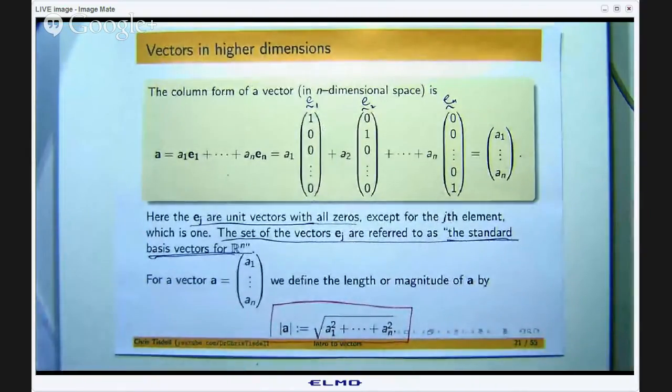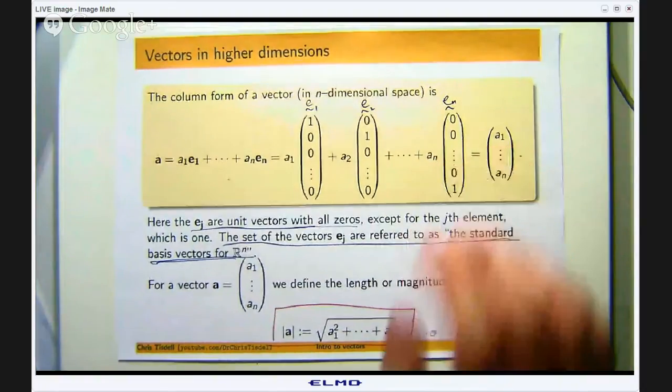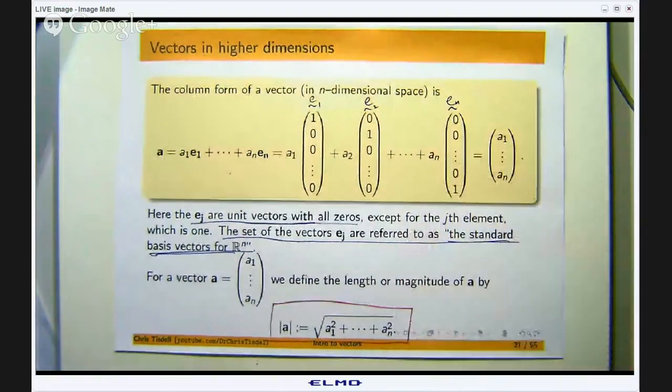Now, we'll be spending most of our time in 2-dimensional space and 3-dimensional space, but we will occasionally come into this realm as well. Certainly for applications, 2-dimensional and 3-dimensional space are very natural settings. So that's a little bit of an introduction to the basis vectors in 3-dimensional space and vectors in 3-dimensional space and higher dimensions.